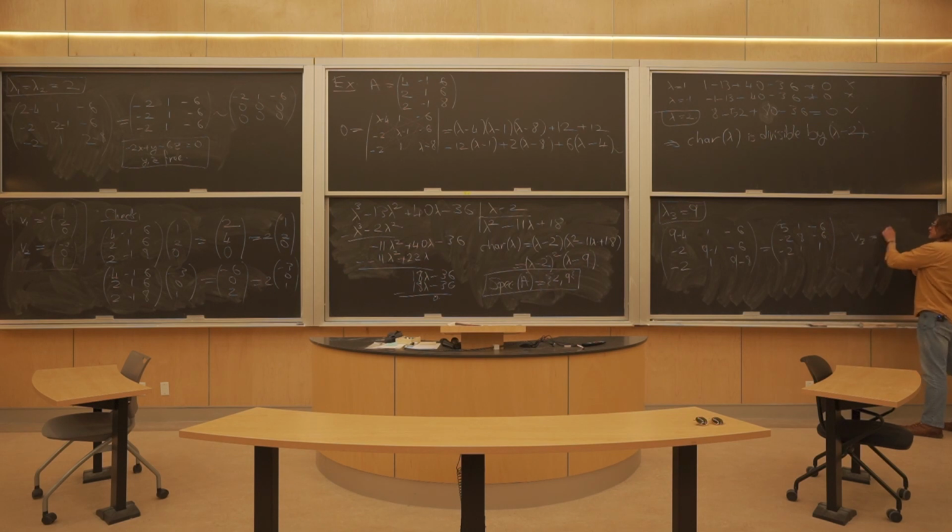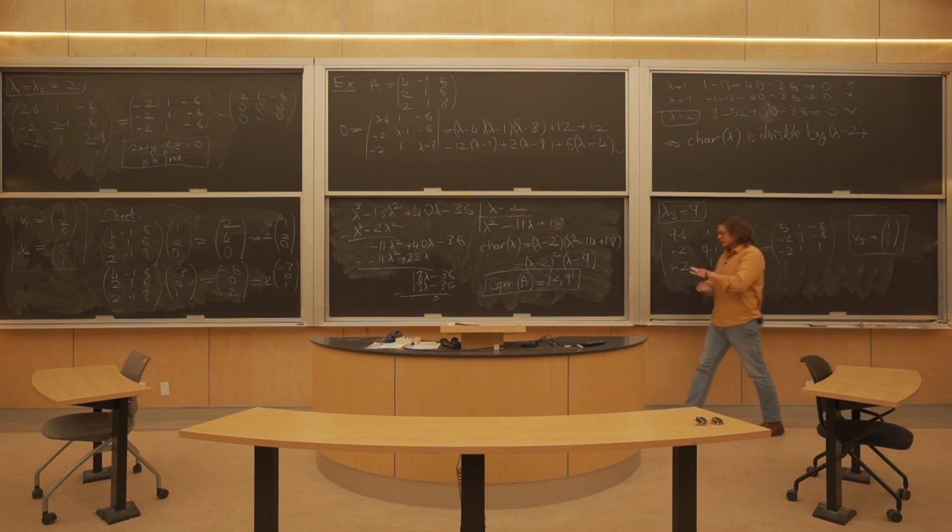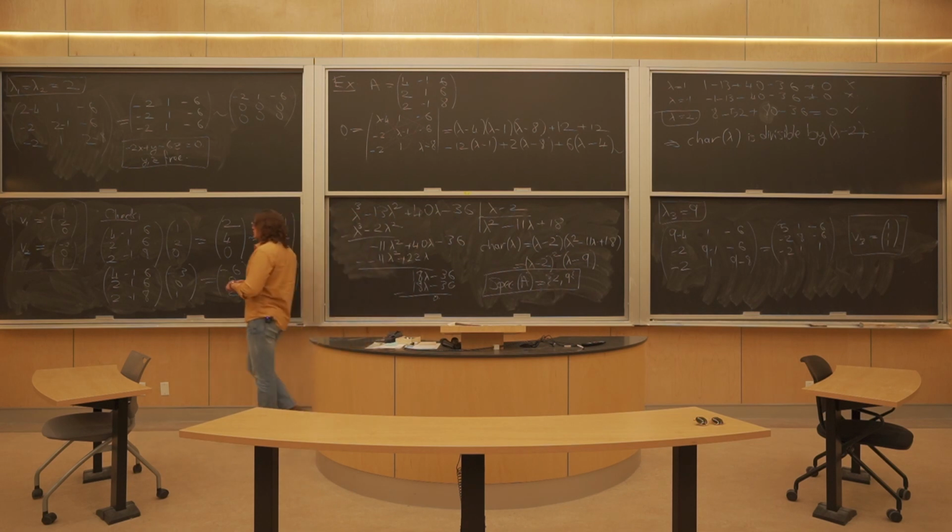There you go. This indeed, when you plug in, 5 plus 6 plus 1 is 6 minus 6 is 0. And then this is also 0. This is also 0. So you see, this is an eigenvector associated to the eigenvalue 9. And we're done. That's the whole calculation of the eigenvalues and eigenvectors.